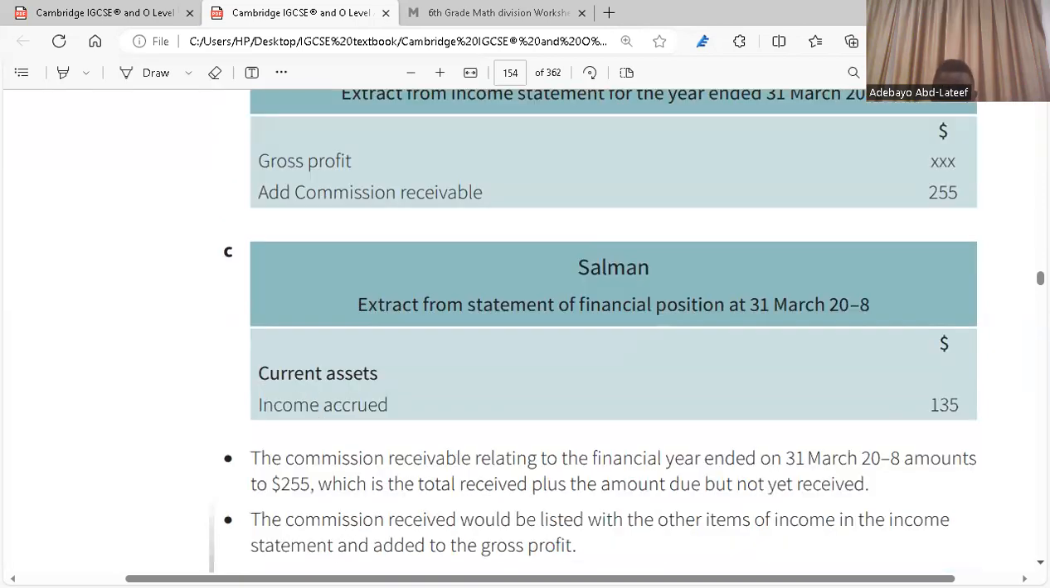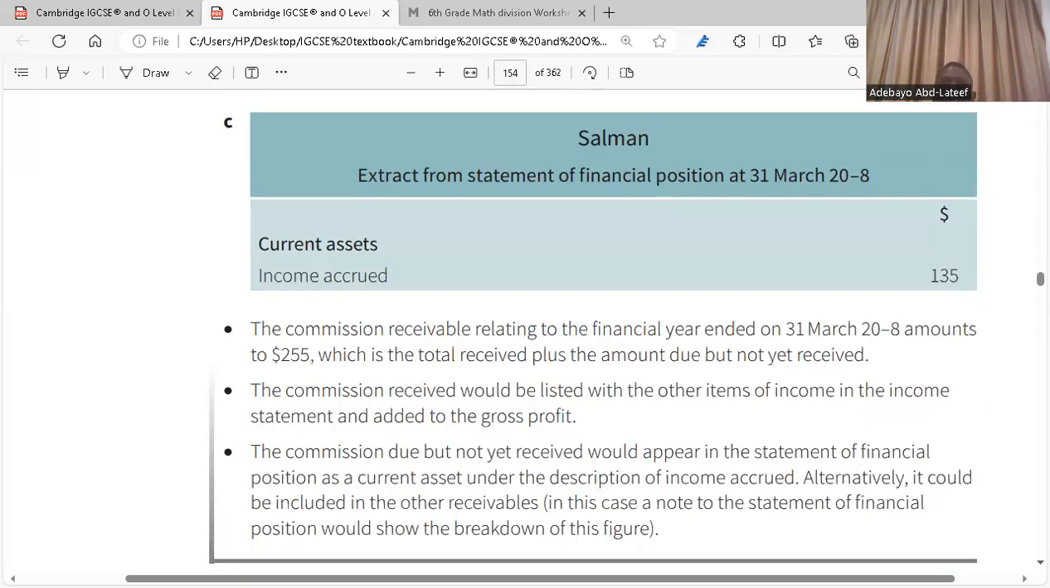Any question? But in the statement of financial position, you said that 135 will be accrued income. Accrued income, yes. Current assets. You're not going to state 120. The 120 is done. It's in your cash book. You don't need to do it in the statement of financial position. No. In your cash book.